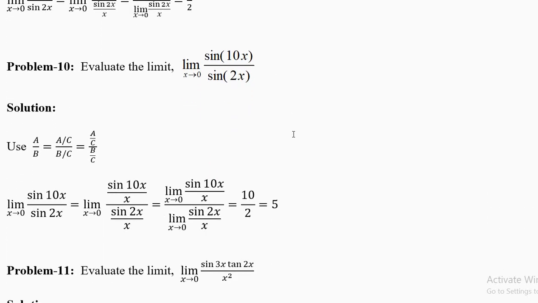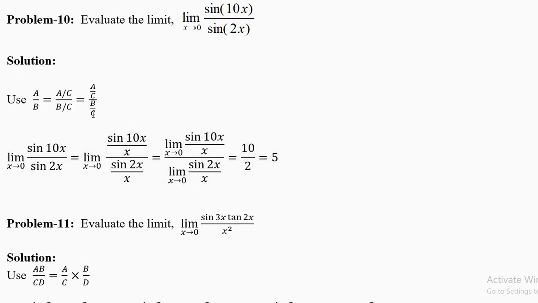Again, let's do one more question. Again, this is 0 by 0. What you do? Again, divide by x, sine 10x divided by x, sine 2x by x. You cannot cancel these x and the signs and write 10 by 2. It is wrong.